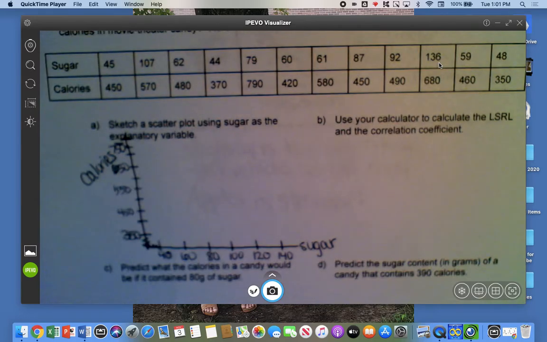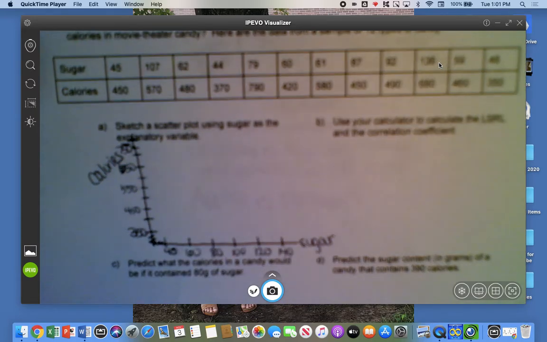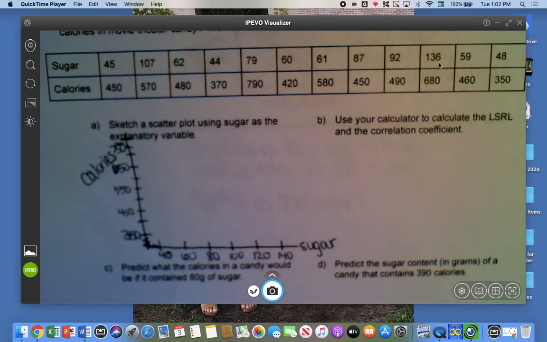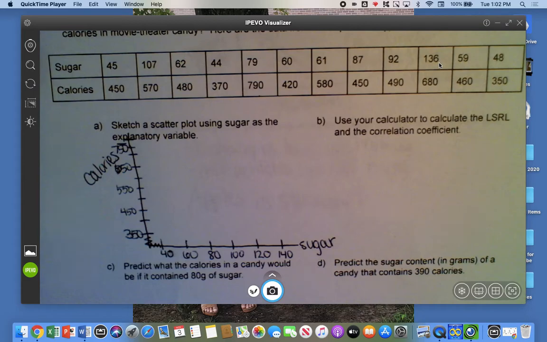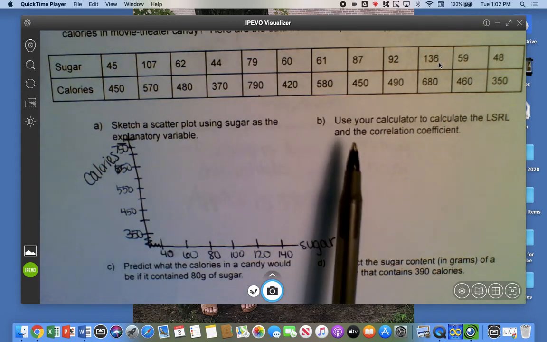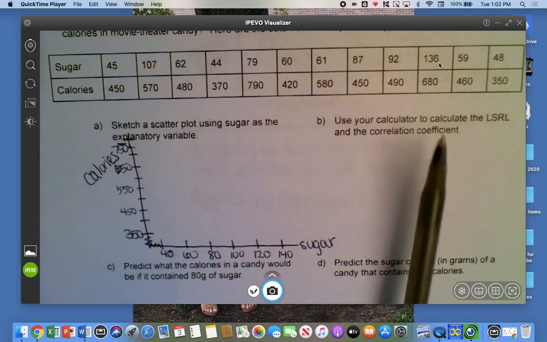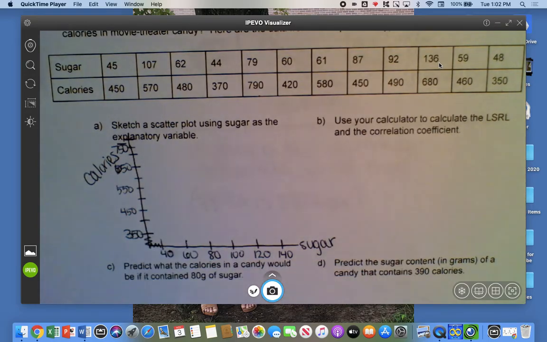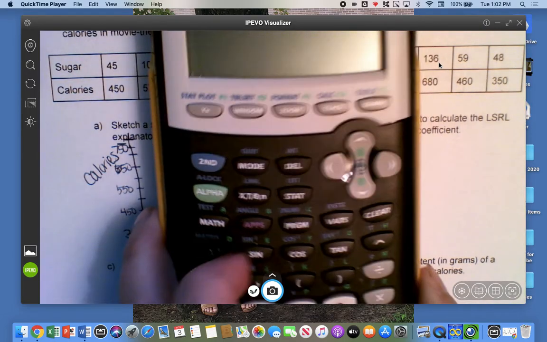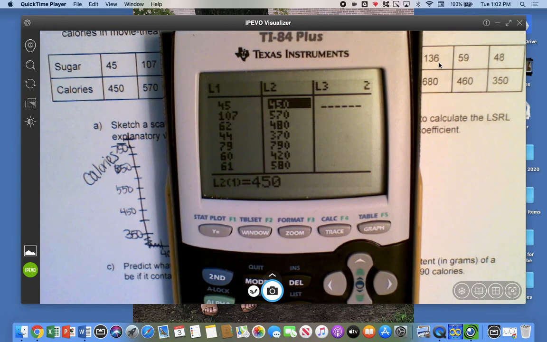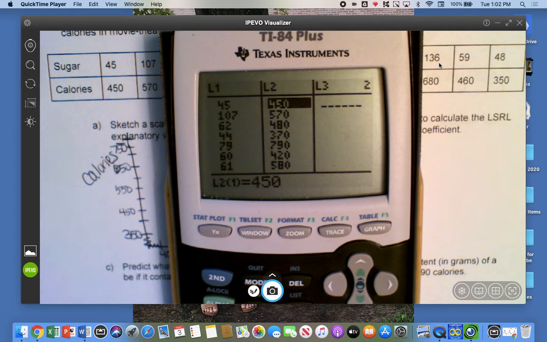If you went into your words, it's okay. You're forgiven. You are going to quickly sketch a scatter plot. Then, if I'm going to ask you next to use your calculator to do the least squares regression line, what should you be doing? You're going to put it in the list. Make your scatter plot, and afterwards do stat, then edit, and type them all in, which I've already typed in.